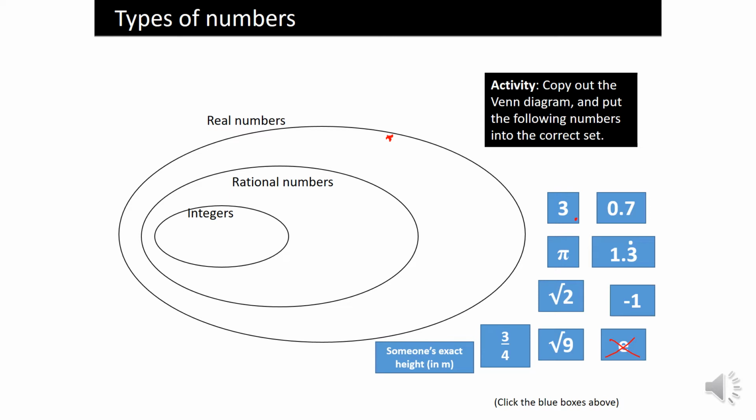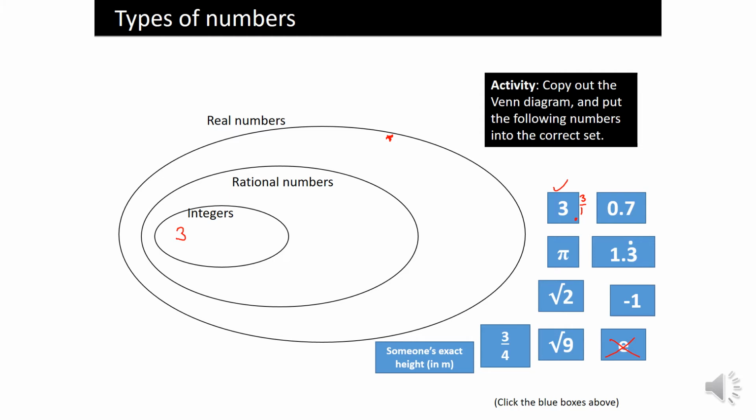So let's start with 3. So it's definitely a real number, so it's definitely at least in this outer one. It is rational because we can write it as a fraction. We can write it as 3 over 1. And it is in fact an integer as well because it's a whole number, so we can write that one there. So we've got 3 ticked off.